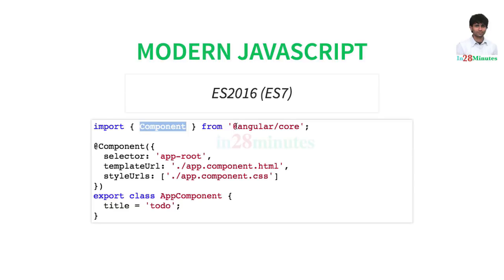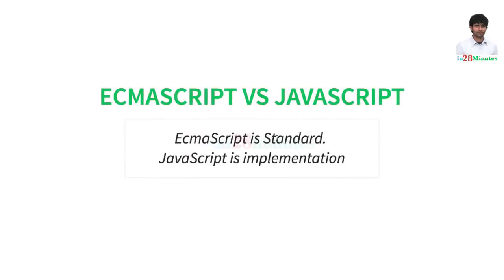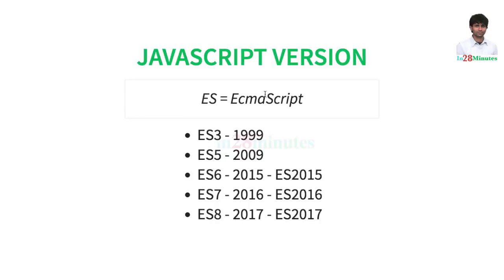Let's look at a quick history of the versions of JavaScript. You can see that the JavaScript versions are ES3, ES5, 6, 7 and 8. What does ES stand for? ES stands for ECMAScript. ECMAScript is nothing but a standard, and JavaScript is the implementation of that standard. It's like an interface and the class. A class is an implementation of the interface. Similar to that, whatever is specified in ECMAScript is implemented by JavaScript. The JavaScript versions are specified as ES3, ES5, 6, 7 and 8.